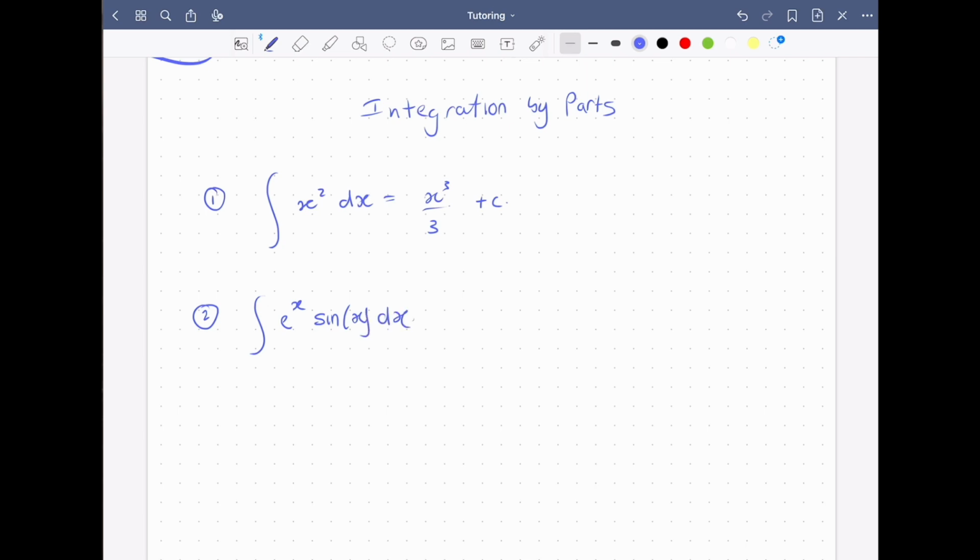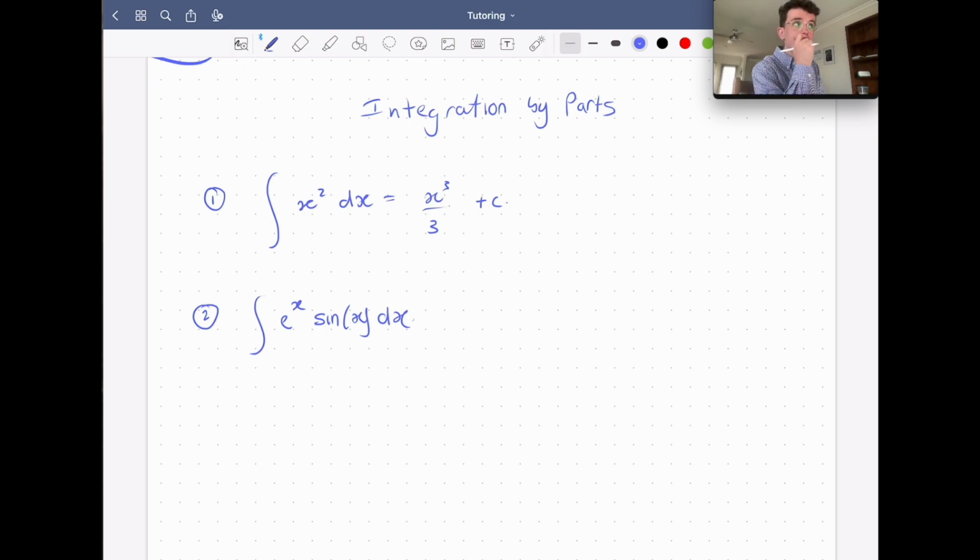And I'm like, oh, okay. Well, I know how to integrate e to the x. The integral of e to the x is just e to the x plus c. And I know that the integral of sine of x dx is minus cos of x plus c.